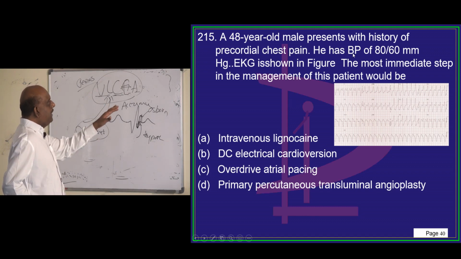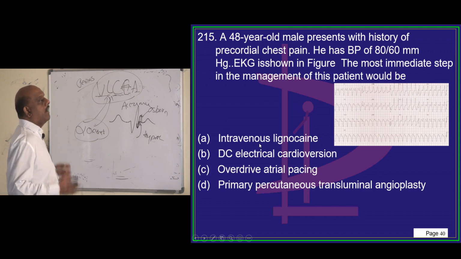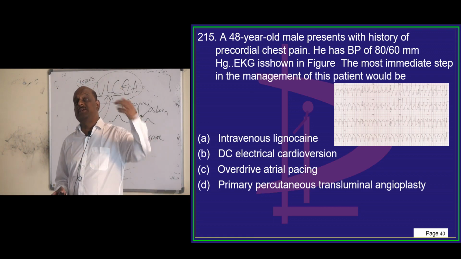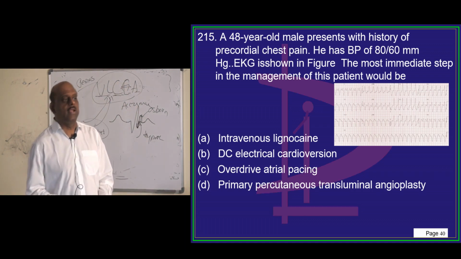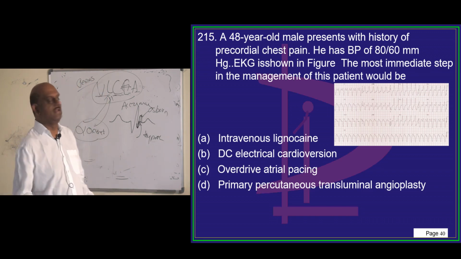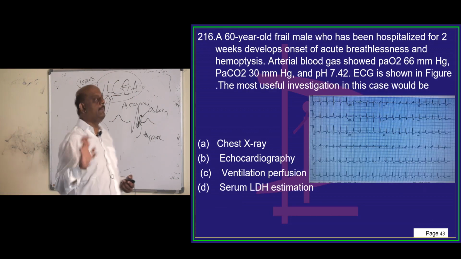So whenever VT is there, whenever there is hypotension, what is the treatment? It is electrical cardioversion without waiting. But if the patient is hemodynamically stable with VT, then you can try lignocaine, amiodarone, bretylium, etc. Right? So VT, SVT, you have to be 100% sure.